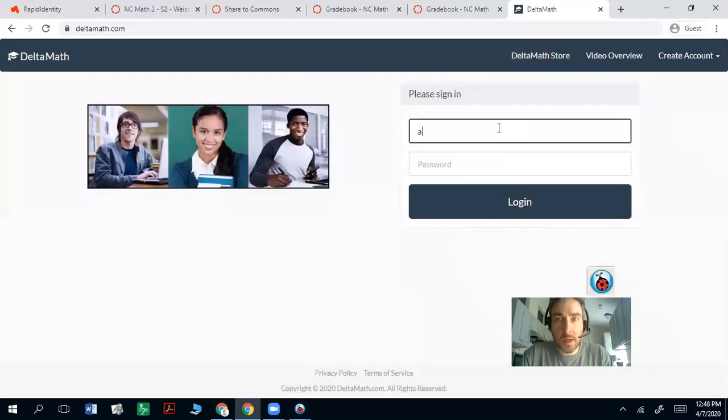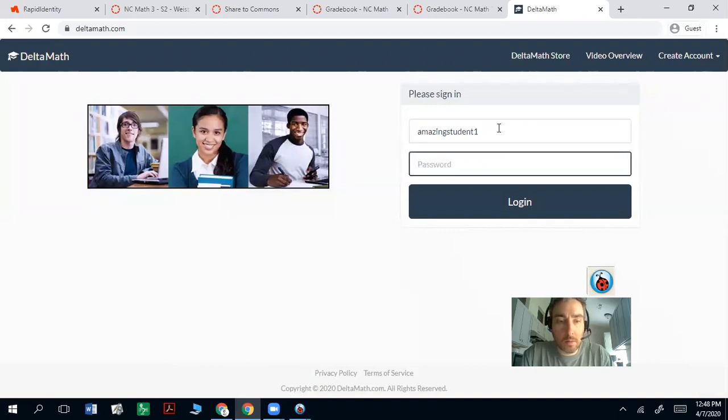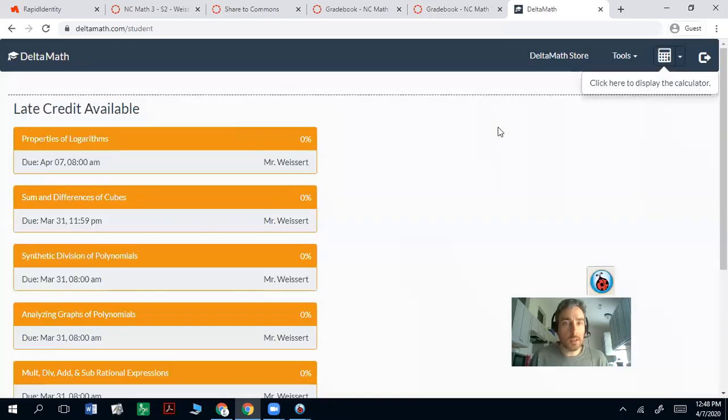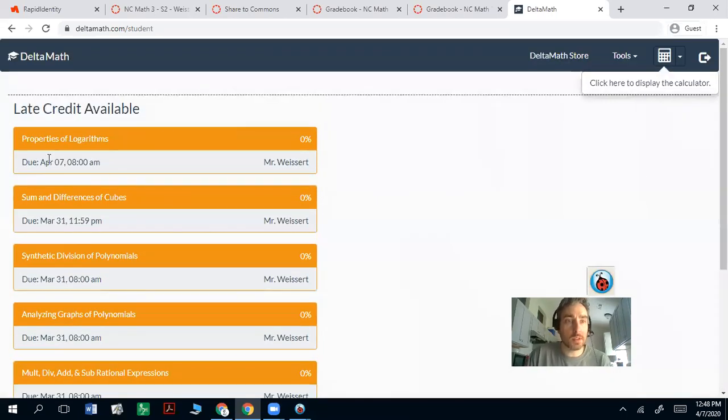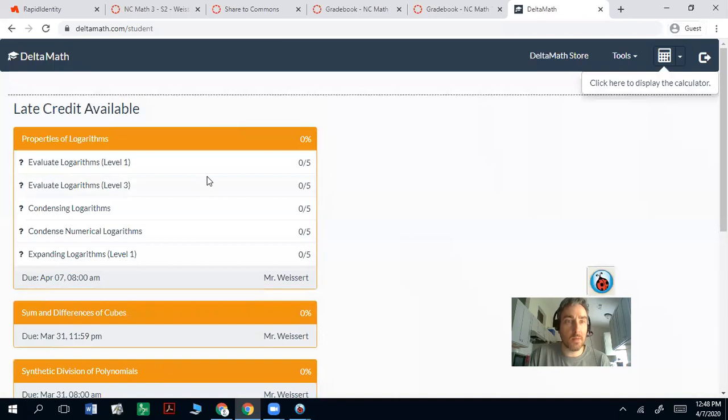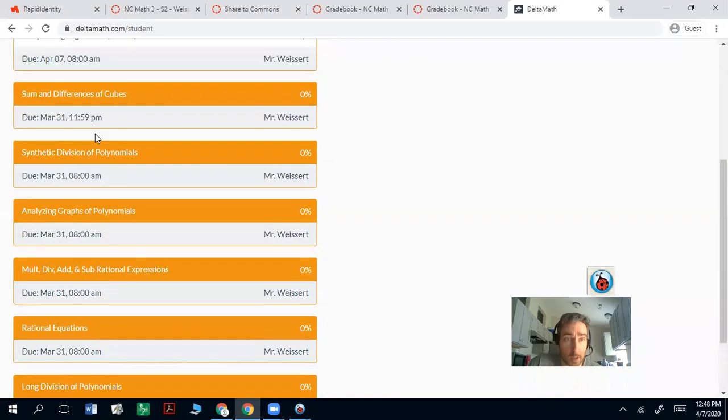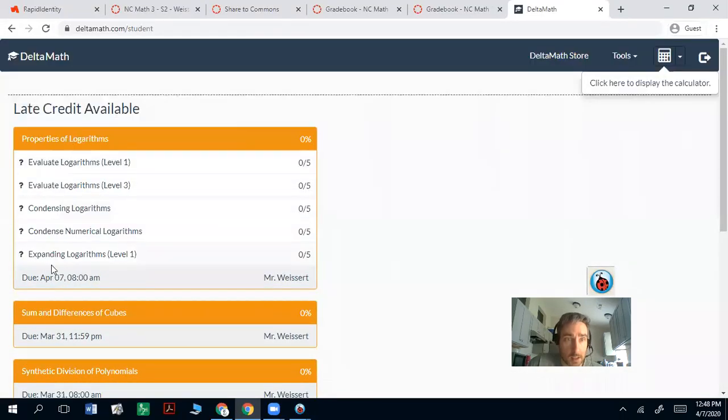So let me go ahead and do that. And let's see. Oh, I got all this late stuff here. But you know what's due this quarter? Properties of logarithms. So I'm going to click on that and let me do a few here. Evaluate logarithms level 1, level 3. By the way, I'm going to change this late date so it's not appearing late to you because some of you are just getting to it now. So don't worry about anything below here. Focus on this logarithm stuff because all this stuff was quarter 3.